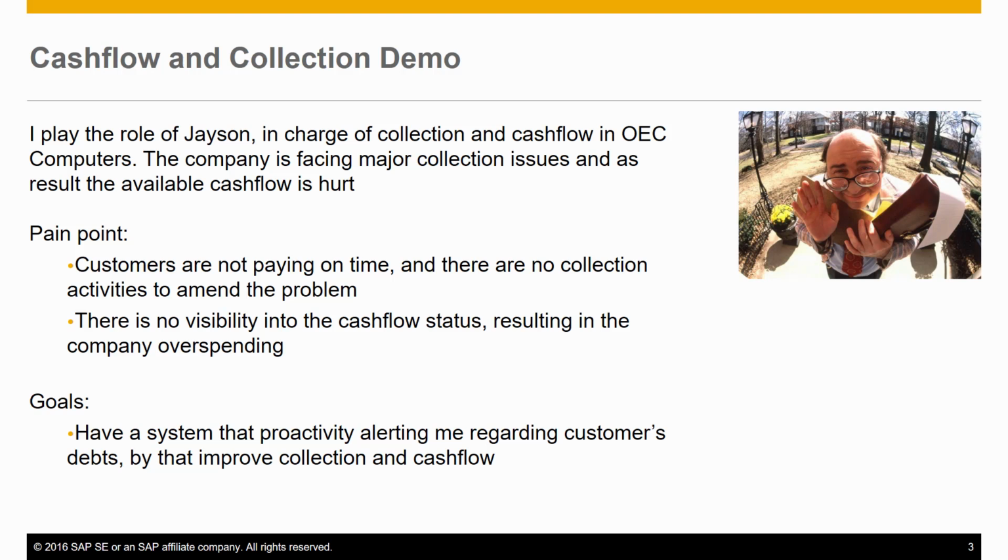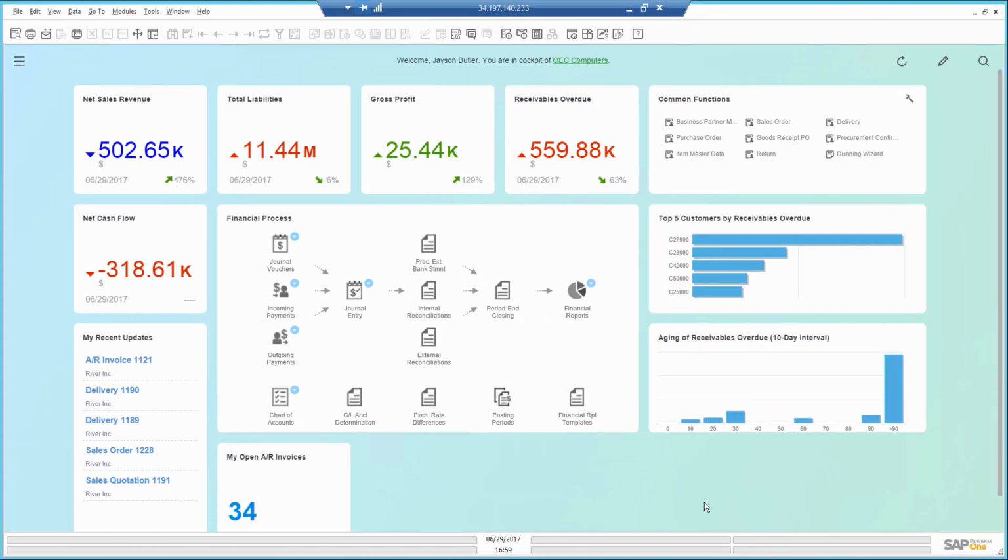The goal is to have a system that proactively alerts me regarding customers' debts, by that improving collection and cash flow. When I log into SAP Business One, I set up the main screen called the cockpit with information around customers' open debts and cash flow. The overdue receivable amount is in the red zone. My goal is to get down to 250K, although I can see we reduced the amount by 63% since last month.